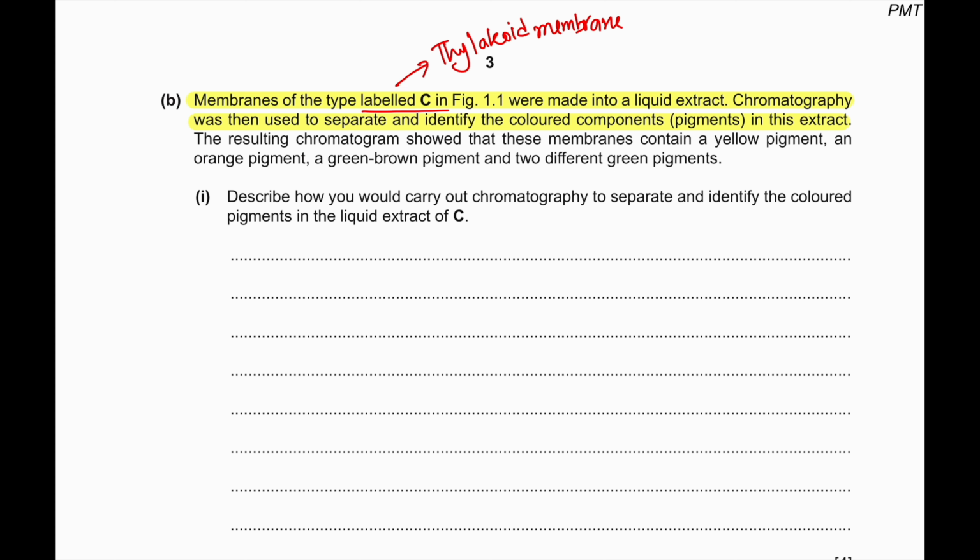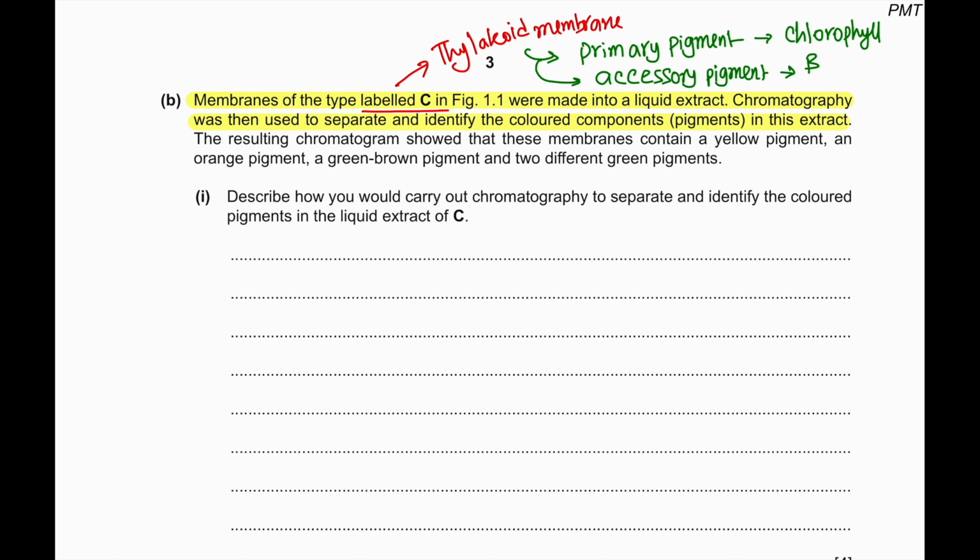And we know the thylakoid membrane consists of primary pigment, which is chlorophyll, and also contains accessory pigments, which are beta carotene and carotenoids. So beta carotene and xanthophyll. The resulting chromatogram showed that these membranes contain a yellow pigment, an orange pigment, and a green-brown pigment, and two different green pigments. Describe how you would carry out chromatography to separate and identify the colored pigments in the liquid extract of C.